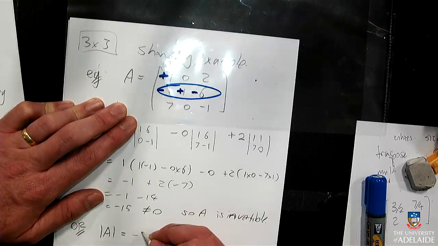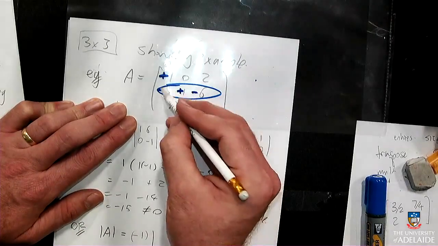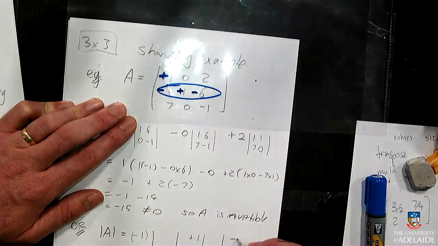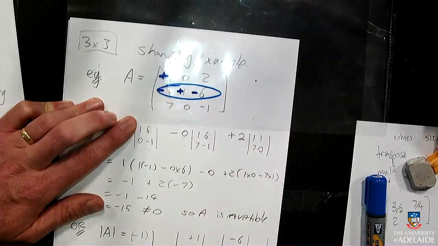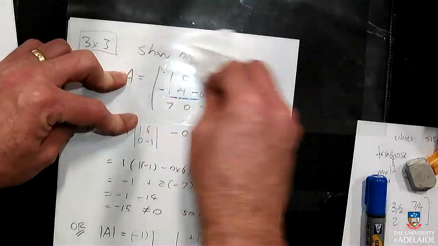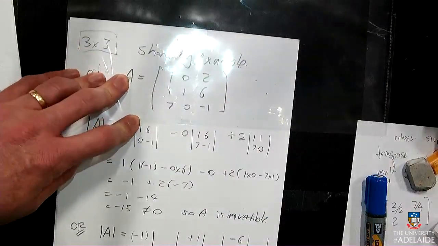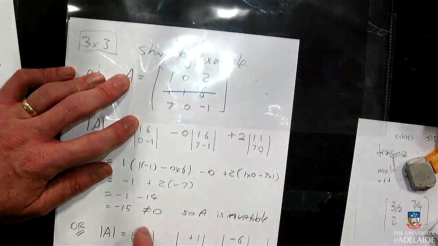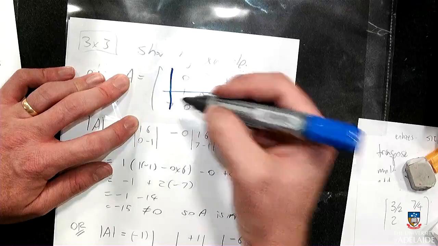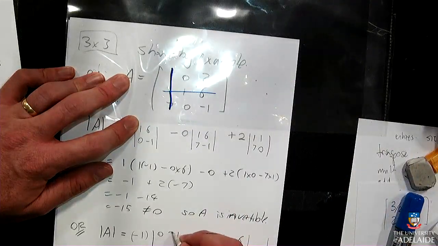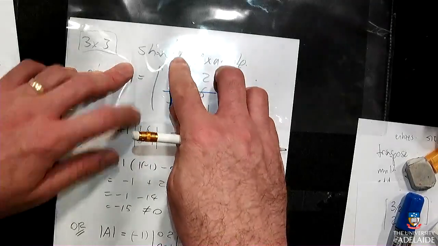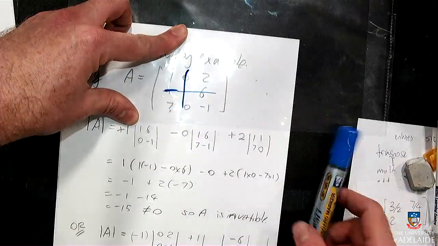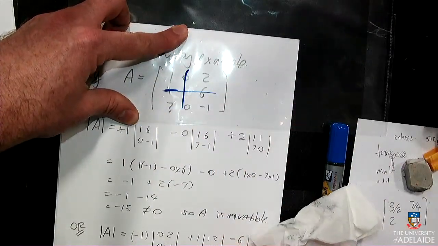So I will have minus 1 times a determinant from this position here, plus 1 times a determinant from this position here, minus 6 times a determinant from this position here. All right. So let's see. This 1 here came from that position there. So I will cross that out. And the matrix I have left is 0, 2, 0, negative 1. This 1 was from the middle position, and I'll cross that out. And the matrix I have left is 1, 2, 7, negative 1.